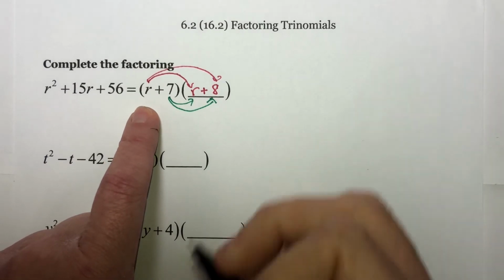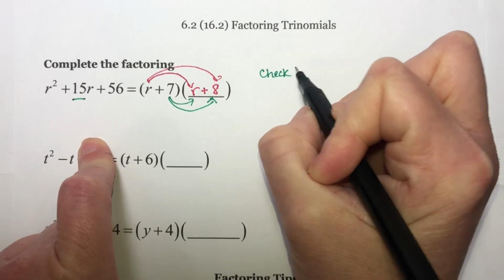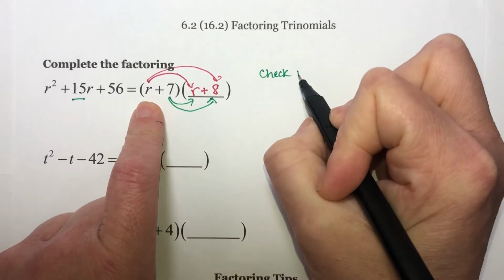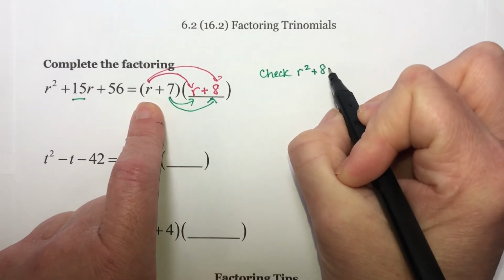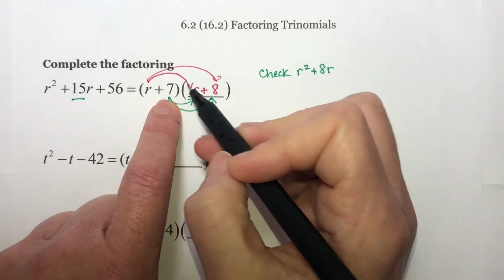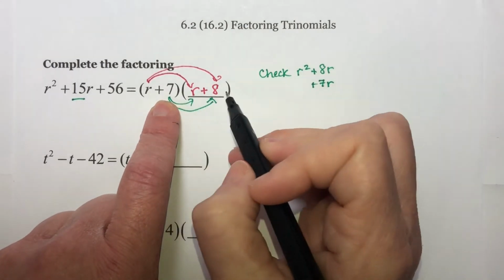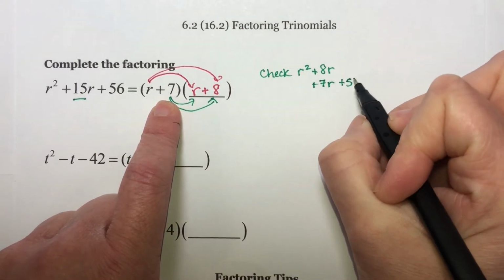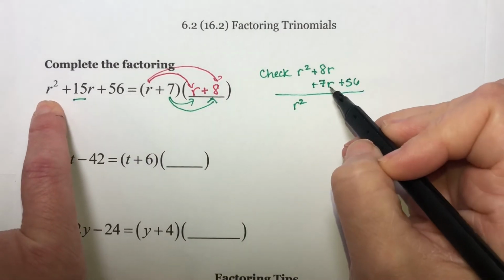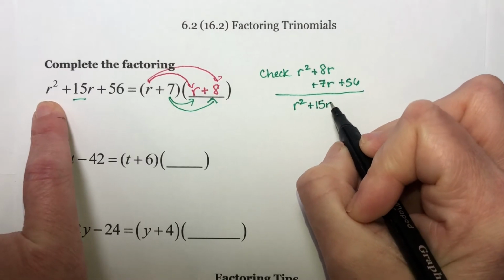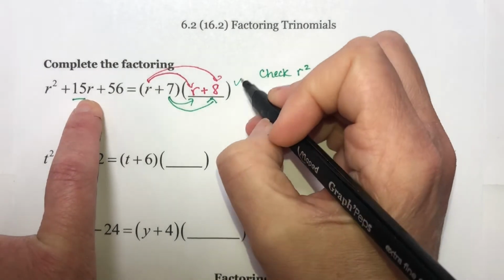So let's do the check and see if this worked out, because we have not looked at the 15r. Let's multiply. R times r is r squared. R times 8 would be positive 8r. Now do the 7. 7 times r, I'm going to line up my like terms here. And then 7 times 8 would be 56. Add these together: r squared, which we wanted. 8 plus 7 is positive 15r, which is also what we wanted. And then we have the plus 56. So this was the correct answer.